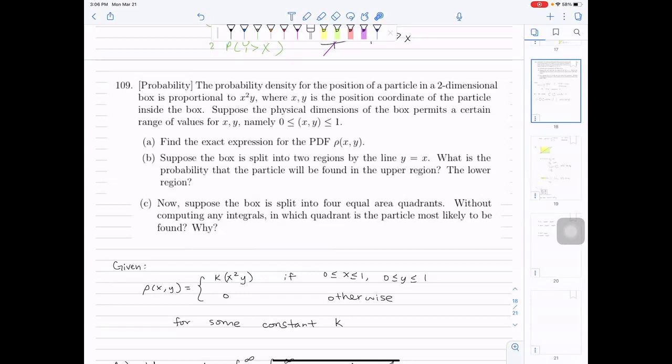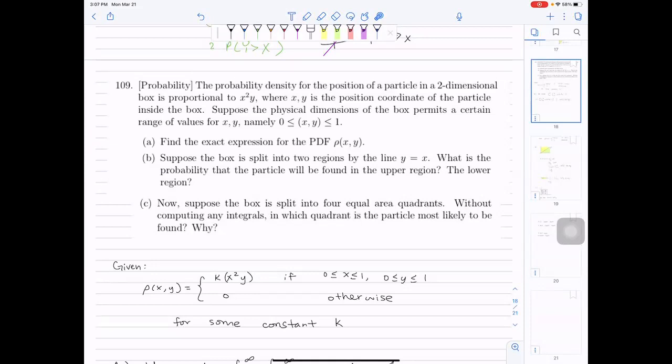I think it's most likely to be found when x is greater than y, because of the x squared y. As x gets larger, the probability increases much more than when y gets larger. So if x and y are equal, x squared takes more of the control of that.